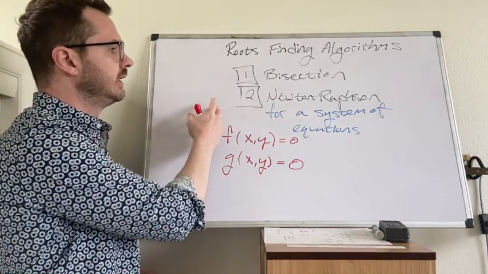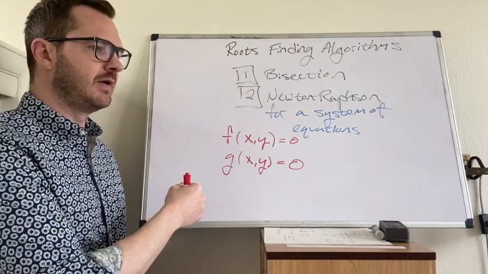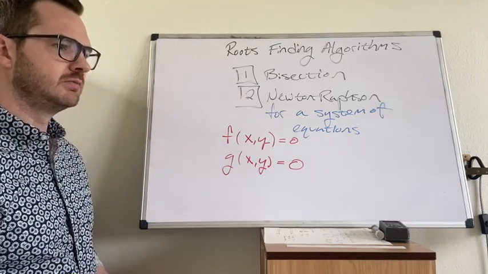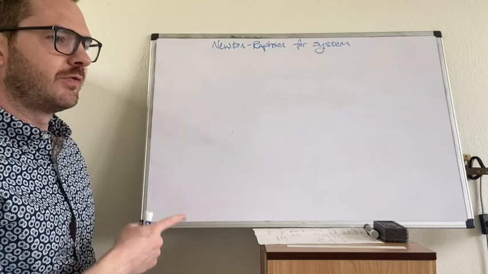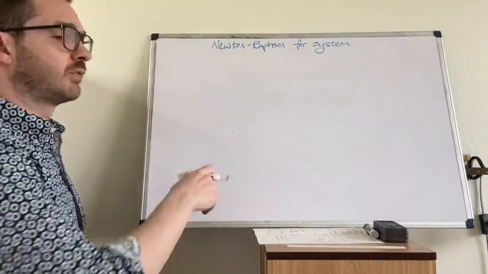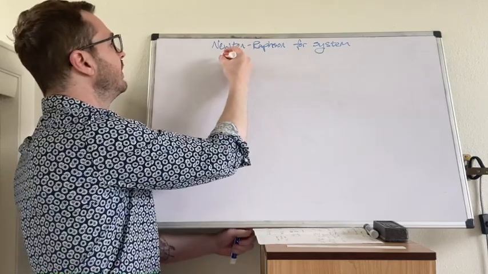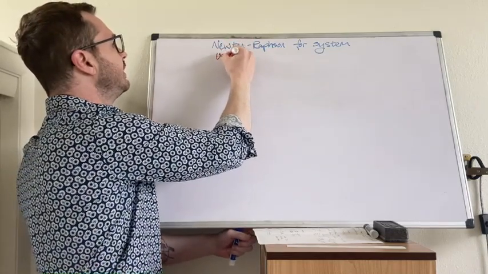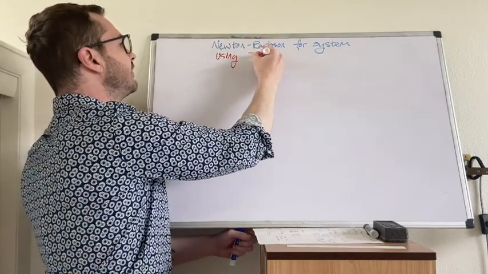Okay, let's do the theory for this, and then we'll do the pseudocode. Let's cook up an algorithm for the Newton-Raphson for a system of equations. We're going to derive the approach using a Taylor series expansion.